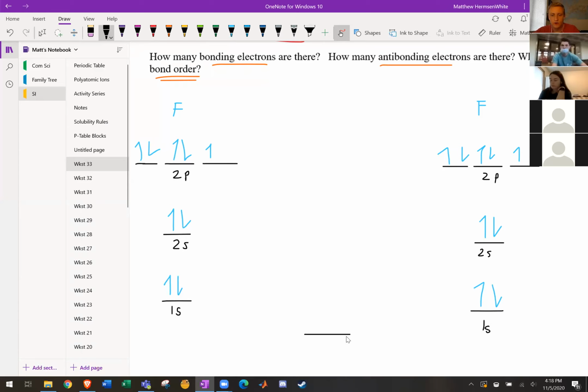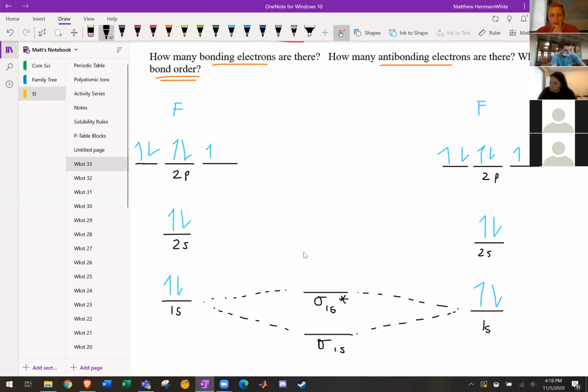So we're going to have the 1s level, or excuse me, the sigma 1s. And we're going to have the sigma 1s star. And then usually you connect these with little dotted lines coming across the middle, just to signify that these are both coming out of the 1s.